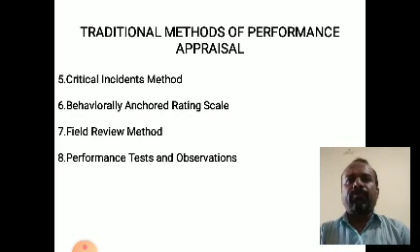The seventh traditional method of performance appraisal is the field review method. Under this method, the performance evaluation of an employee is done by someone who does not belong to his department, usually from the corporate office or the human resource department. The outsider reviews the performance of an employee through his records and holds interviews with the assessees and his supervisors.